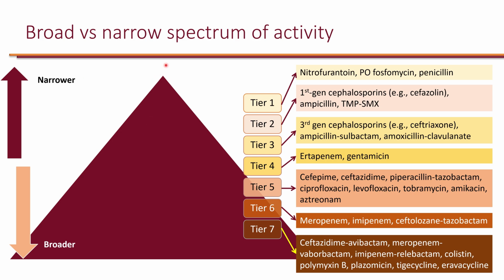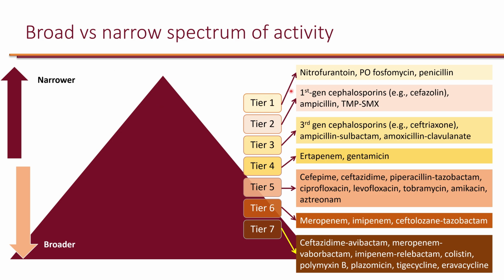Now, the higher you are on the pyramid, the narrower the spectrum of activity, and the lower you are, the more broad the spectrum of activity. And broad versus narrow is not really a head count of how many organisms are covered by a specific antibiotic, but rather it is the propensity of causing collateral damage.